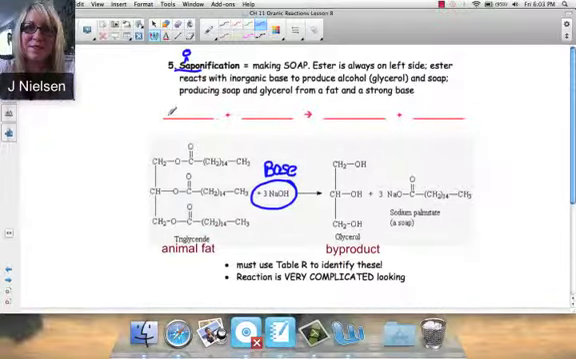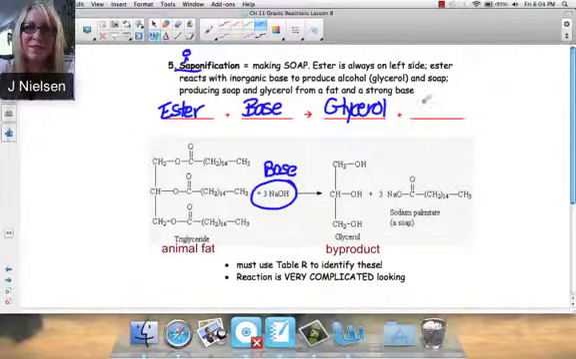So we have an ester, basically, plus a base yields glycerol and soap. So what we have here is some type of animal fat that we're starting with. It reacts with the base. Glycerol is the byproduct, and here you see sodium palmitate, which is soap.